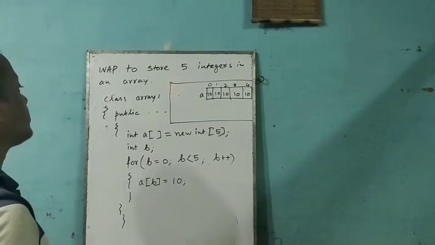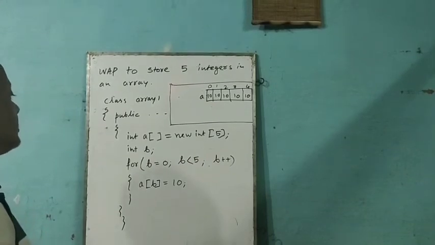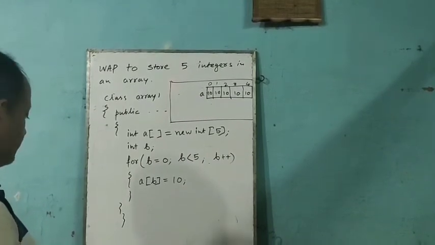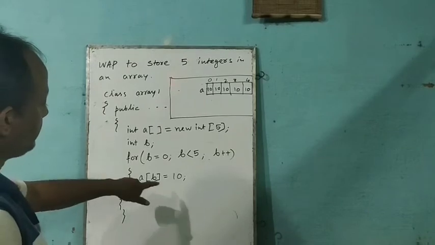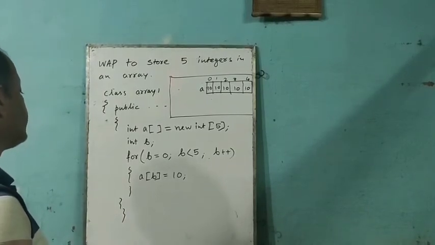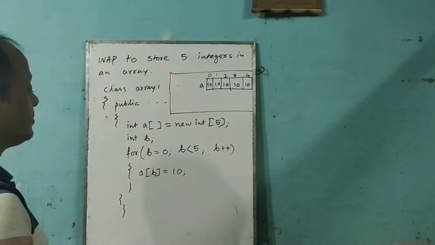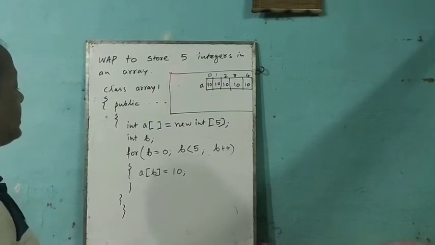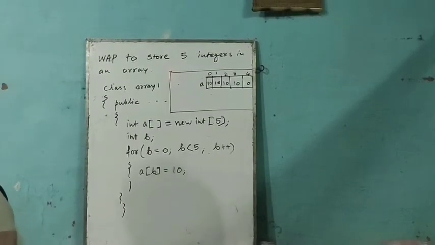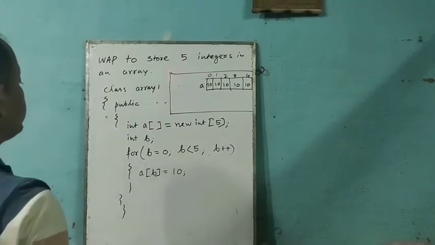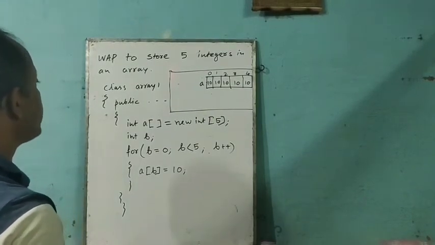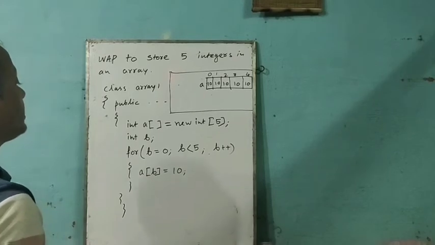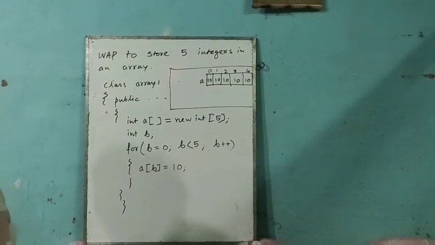Suppose we want to store different numbers, then we can use input here. In place of a[b] equal to 10, we can write a[b] equal to next int, that is, using the scanner class. If we take input, here we can write a[b] equal to next int. Then a new integer every time will be taken as input in the array.